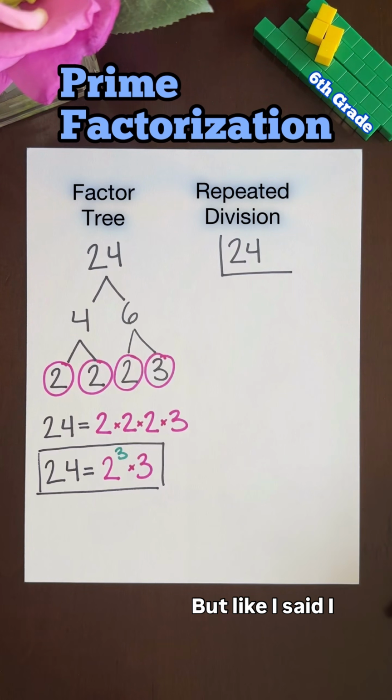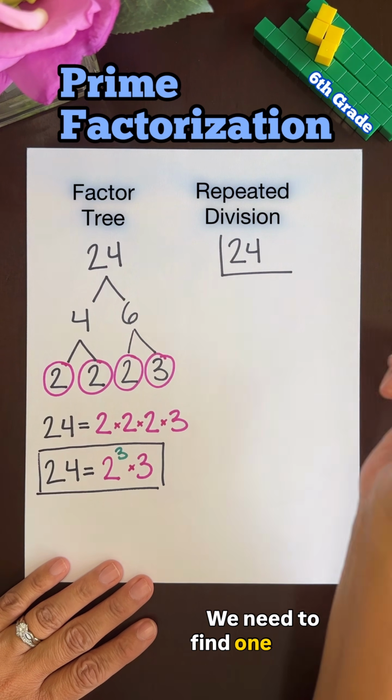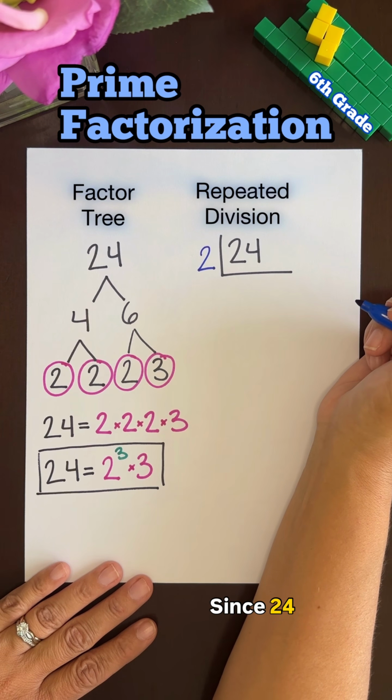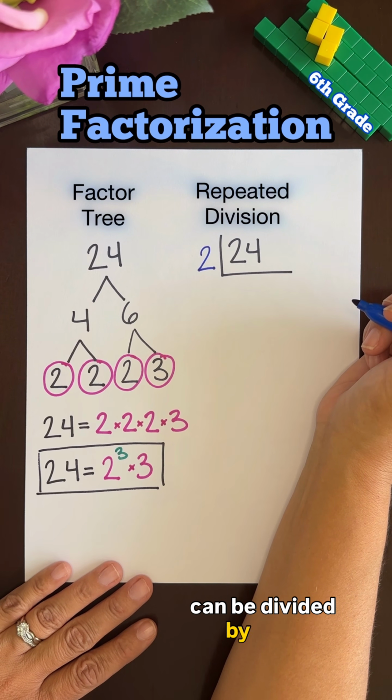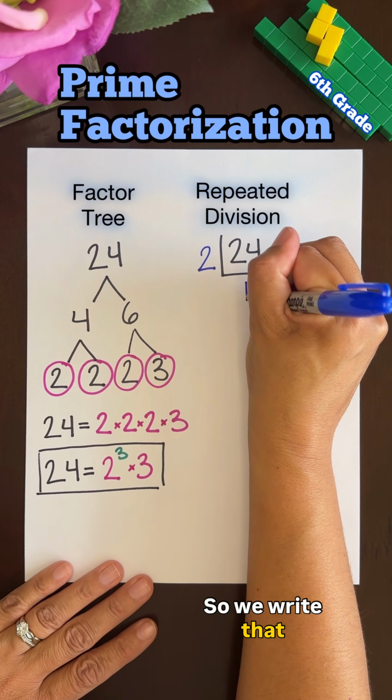But like I said, I just learned this new method. We start by writing this number inside of what kind of looks like an upside down division symbol. We need to find one prime number that divides evenly into 24. Since 24 is even, I know it can be divided by 2. 24 divided by 2 is 12, so we write that underneath.